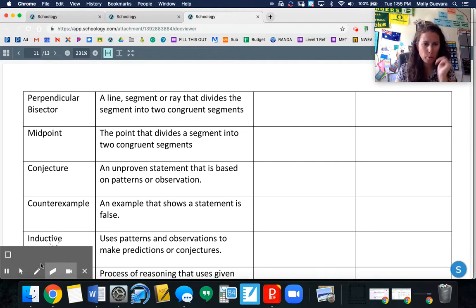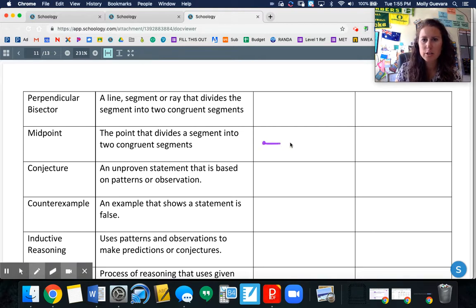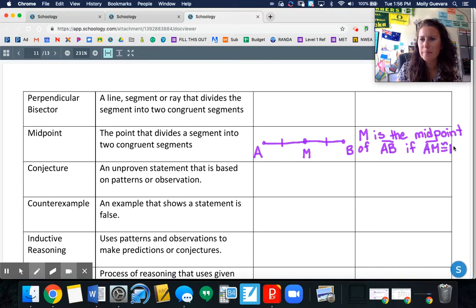Okay, and then last one is midpoint. So it's the point that divides the segment into two congruent pieces. So if I have a segment, let's say A and B, and I have a point in the middle, let's call it M. If A to M and B to M is the same, then M is the midpoint of AB, right? It's the middle, if A to M is congruent to B to M. So as long as this length, A to M, is the same as this length, B to M, then M is the midpoint. So those are the quick definitions for this unit.